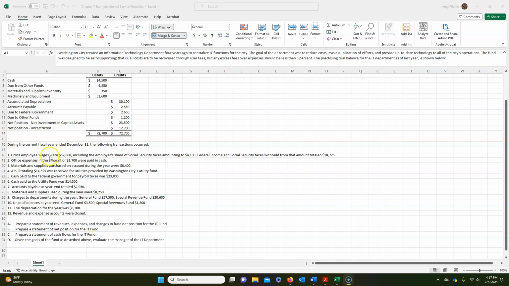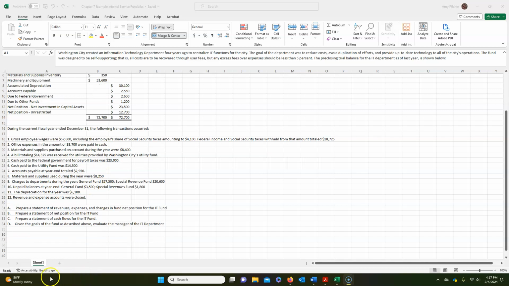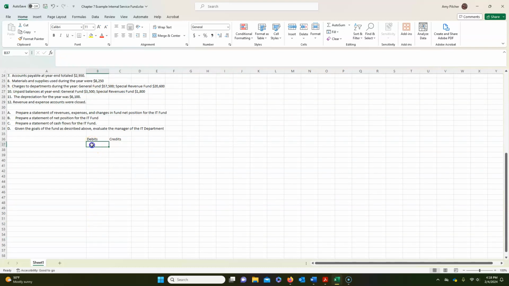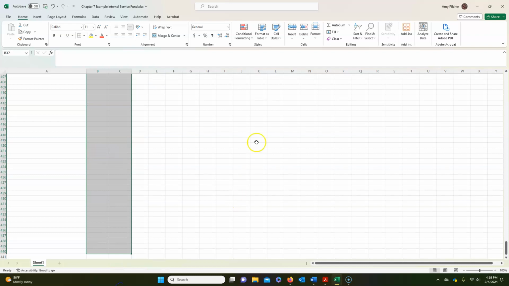So transaction 1, gross employees' wages were $57,600, including the employer's share of Social Security taxes amounting to $4,100. We had federal income and Social Security taxes withheld that totaled $18,725. So we're just looking at the journal of the Internal Service Fund. So we have our debits and our credits. And then I'm just going to format this as dollars.